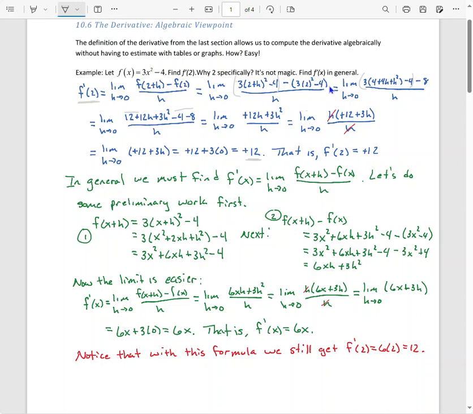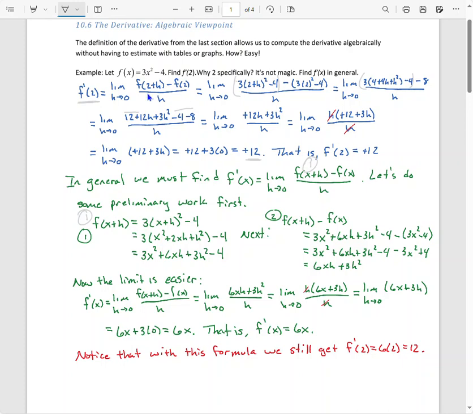Okay, now in general, we want to find f prime of x. So in order to find f prime of x, I'm going to do a couple of things first. The first thing we're going to do, what's the hardest part? It's always this stuff here in parentheses, right? It's the f of x plus h. So I'm going to find that just on scratch paper first. All right, I'm going to put it right here, just that.